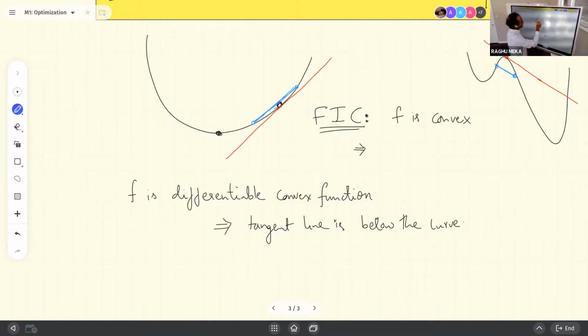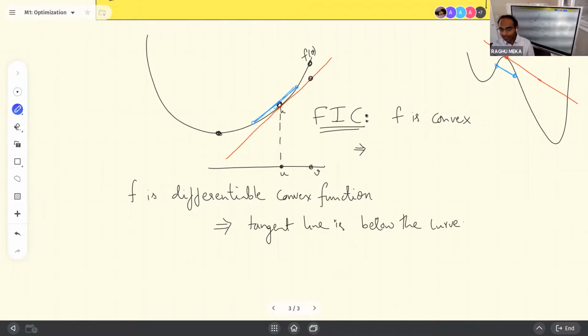Right, so I want to say that for any, this is my point, let's say u. Now this is my point u, and if I take any other point v, right? Then the red line has some value associated with that. And we want to say that the actual value of the function f of v is higher than the value taken on the red line.